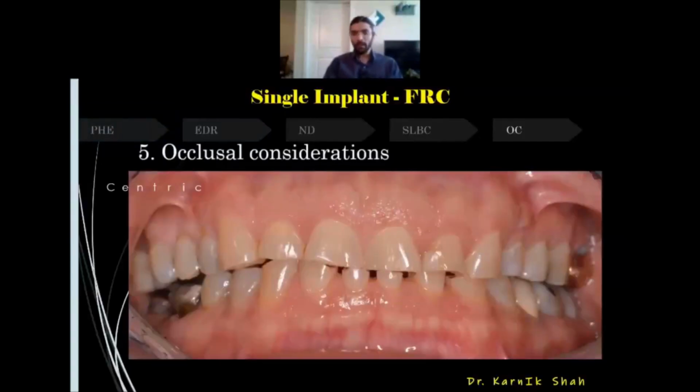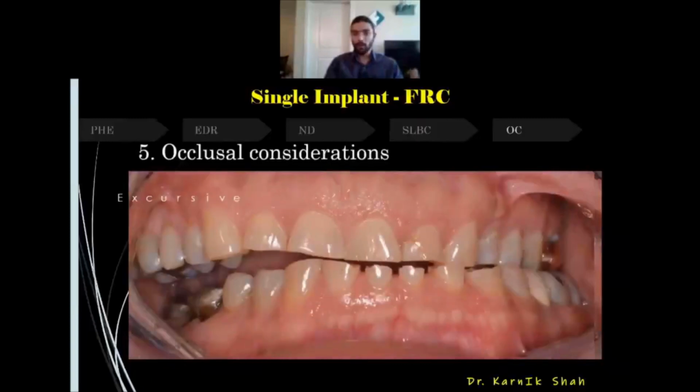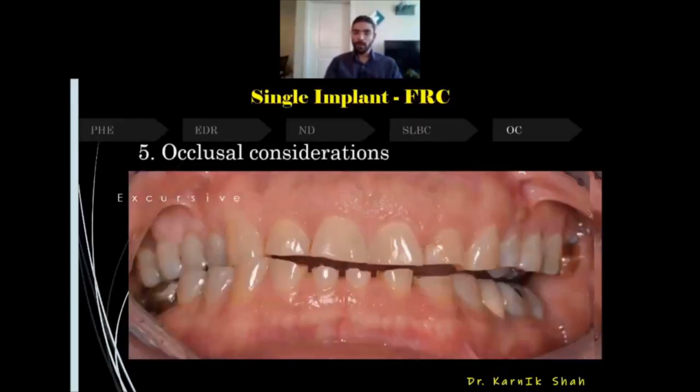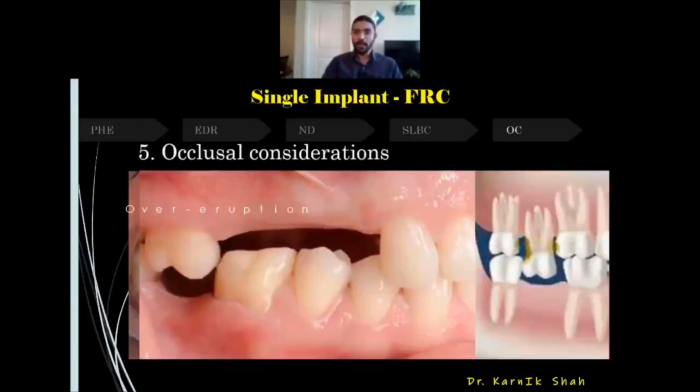Lastly, for FRC, a few more parameters that I assess when considering occlusion. It is the centric, so when the patient is in maximum intercuspation, or their habitual biting position or MIP, then in excursive movements, both right and left, I want to see what kind of guidance the patient has, canine guidance or group function, how is the anterior guidance. And at the end, I look at the opposing arch and see if there is supra-eruption or over-eruption of teeth with long-standing missing teeth, which will affect your overall treatment plan, and we have to educate the patients on these.